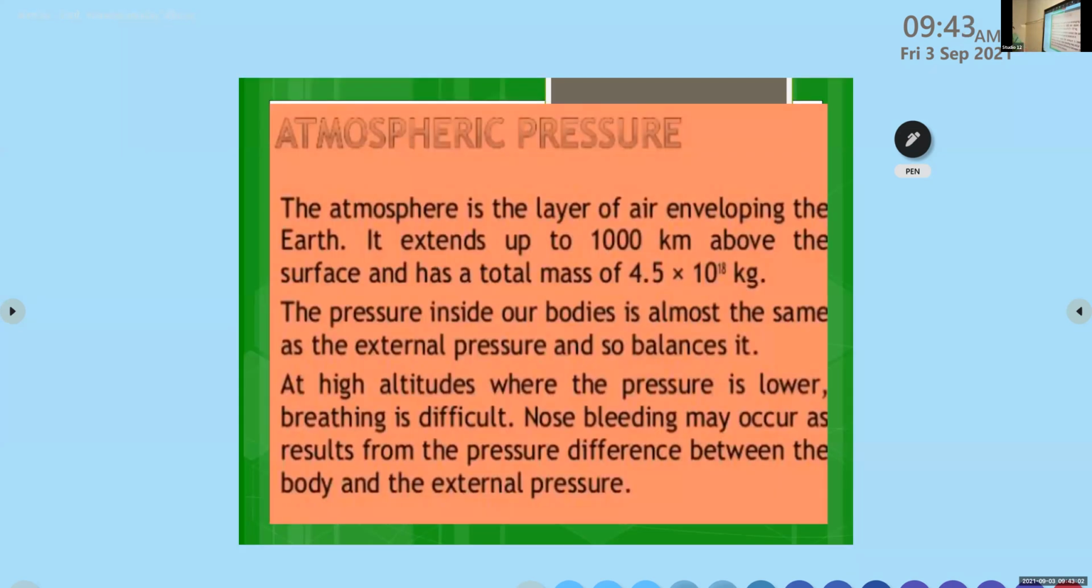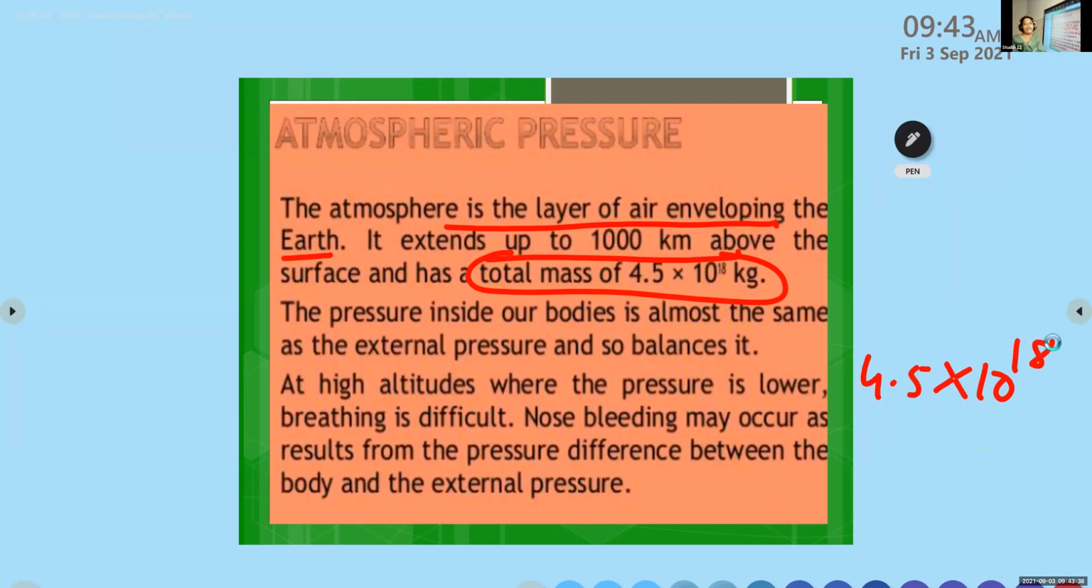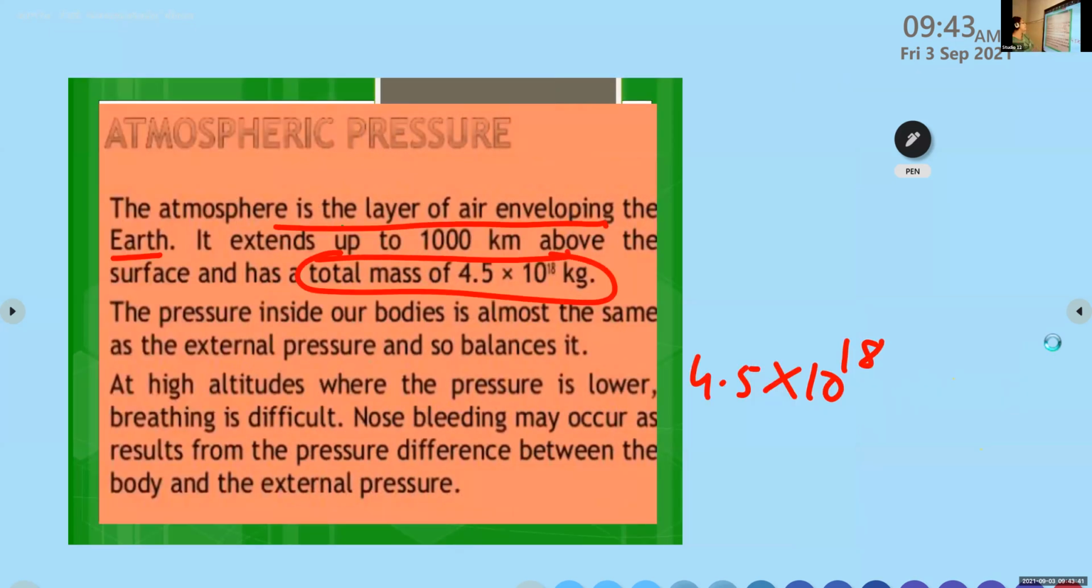Yes. So the atmosphere, you have already learned in geography class, and it's not necessary to write, but you only need to understand. The atmosphere is the layer of air enveloping the earth. It extends up to how much distance from the earth's surface? 1,000 kilometers. It extends up to 1,000 kilometers above the surface. And what is the mass of the air in that? 4.5 into 10 to the power of 18. That means 4.5 into 10 into 10, like this 18 times. So that much is the mass of the air which is surrounding the earth.